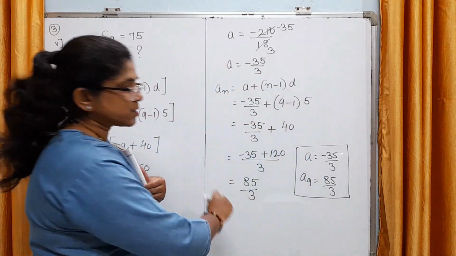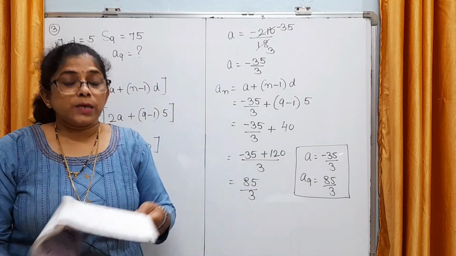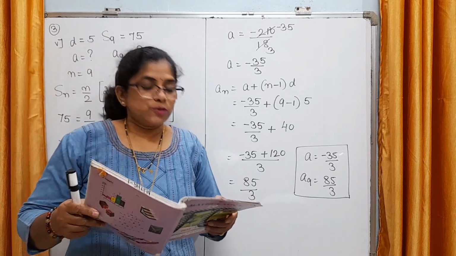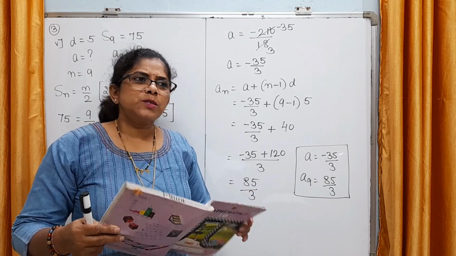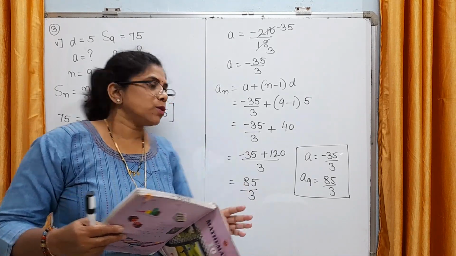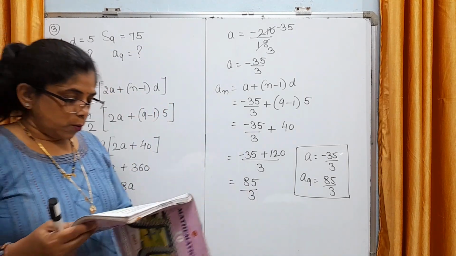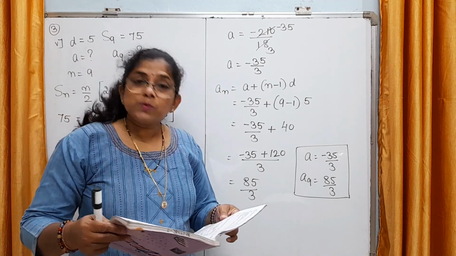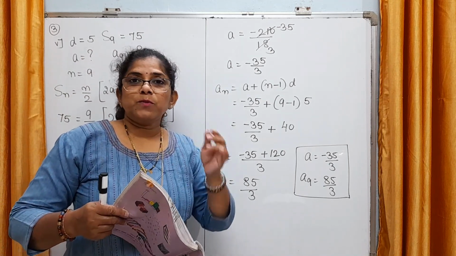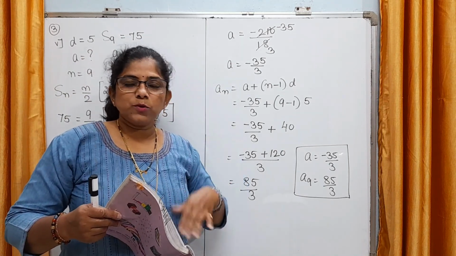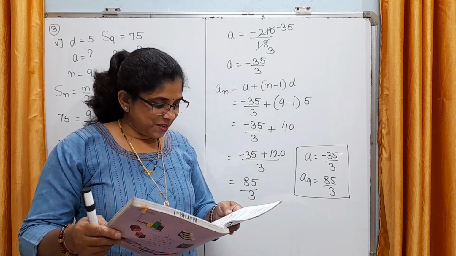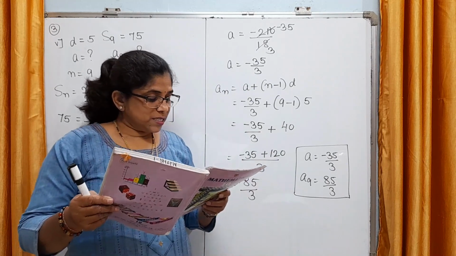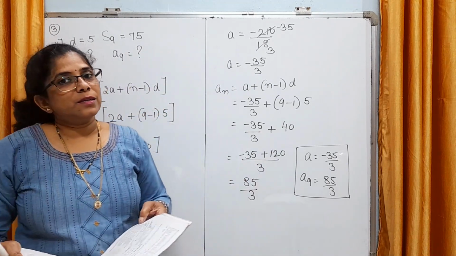So this is the answer of our fifth sum. In this exercise 1.3, especially this Roman number 3, we have 10 sums here. These 10 sums give you complete practice of how to use these formulas. In the next 5 sums, we are going to come across some different types of sums. Yes, how to find n, how to find A, how to find d. We are going to come across some interesting sums in the next 5 sums. So these next 5 sums will be continued in the next video.